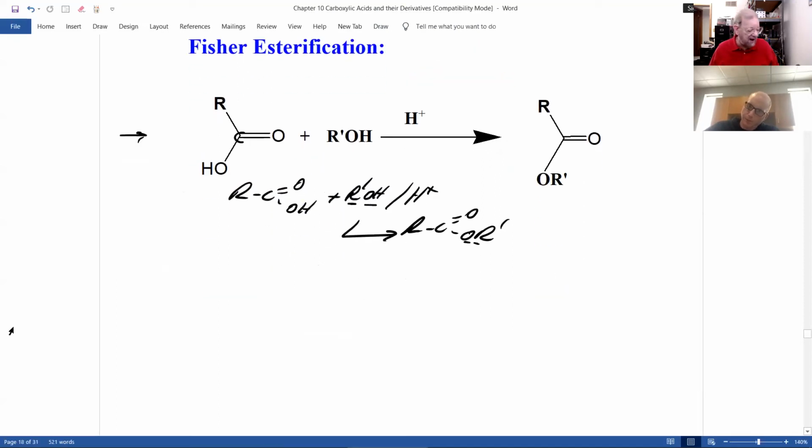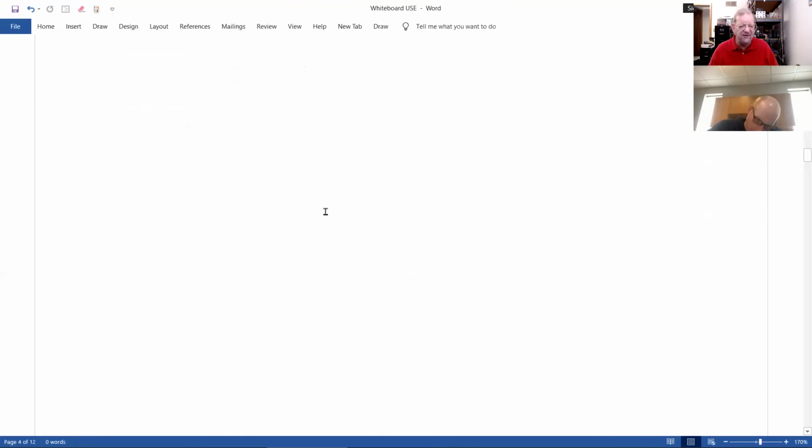Now, we're talking about how you make esters, and that's Fischer esterification. Again, that's named after the great German organic chemist, Emil Fischer. And you take a carboxylic acid plus an alcohol plus acid, H plus catalyst, and you make an ester plus water. But as you know, organic chemists, inorganic stuff, I'm not going to worry about that unless I'm making a couple thousand pounds in a reactor, and you're not.